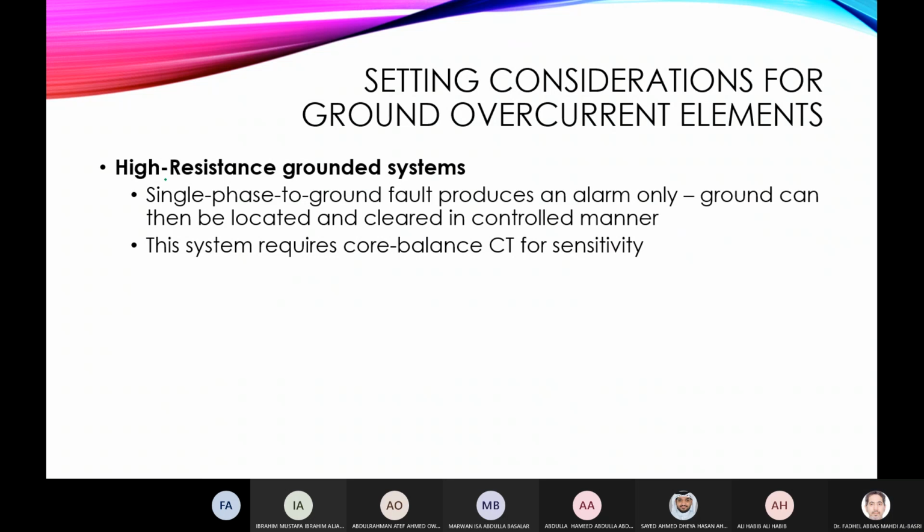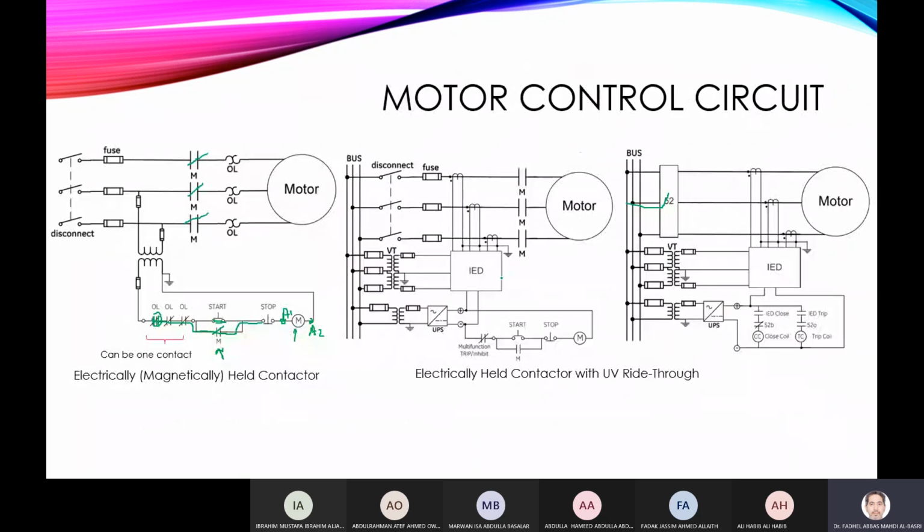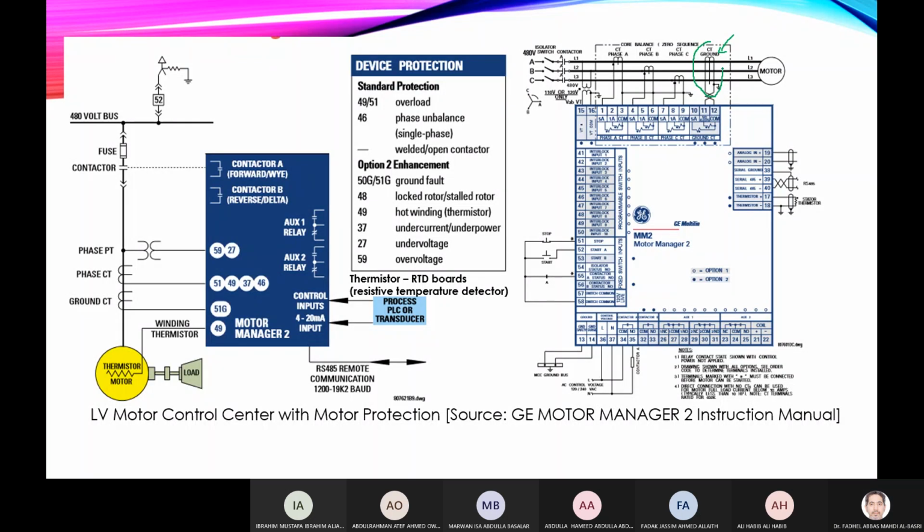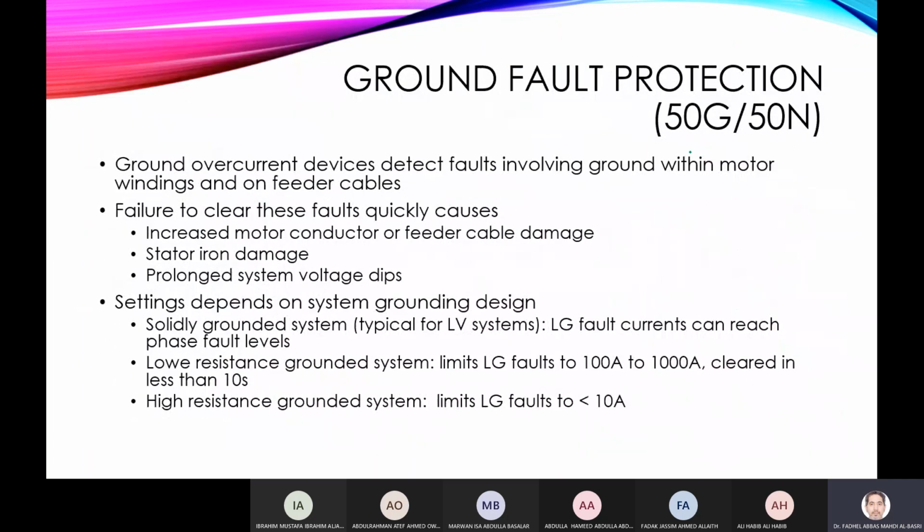For high resistance grounding systems, normally we use an alarm. We don't trip because the current is already very low. And we normally use a core balance CT rather than connecting three CTs. So here it is a must to use this CT to detect ground faults, especially for high impedance.